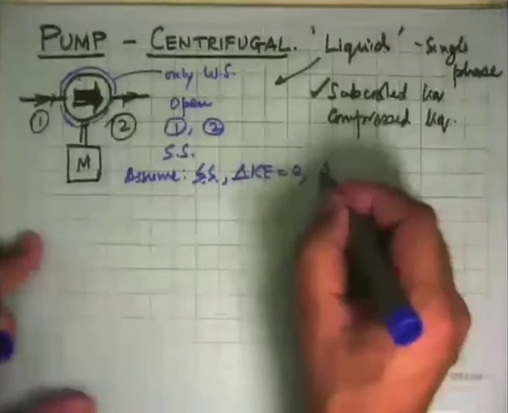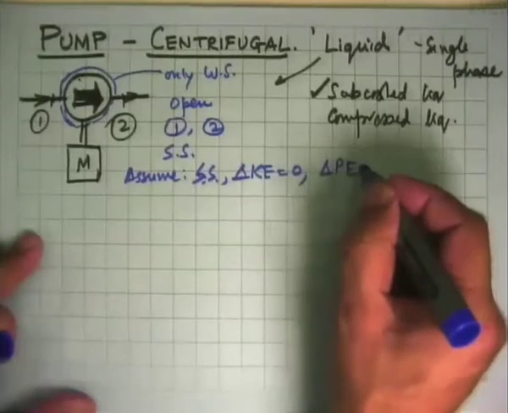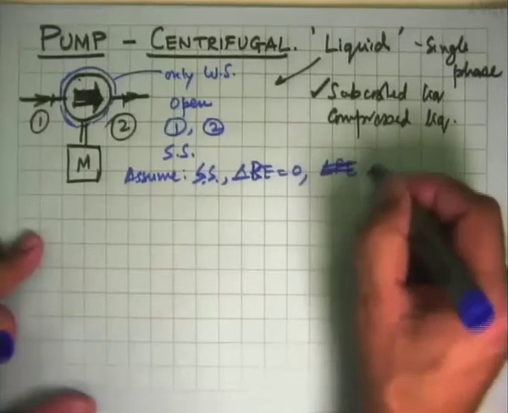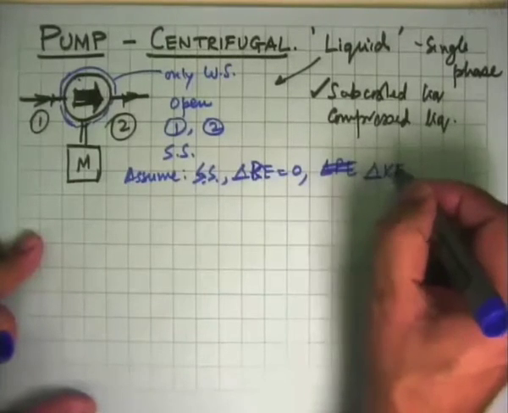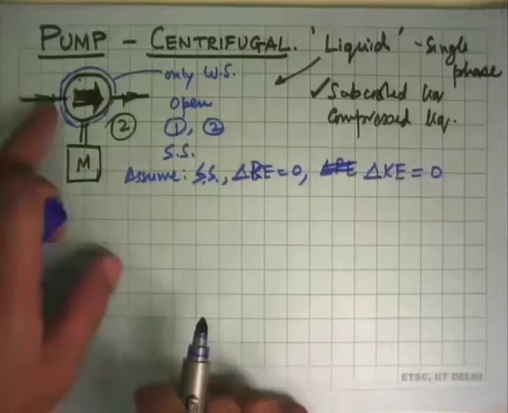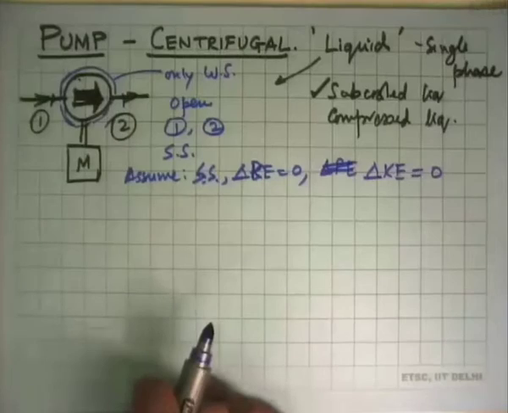So it is perfectly fine to say that the kinetic energy change is zero. In the earlier case, elevation was 0, so delta PE is equal to 0. Since velocity changes in the machine are very small, we can say the kinetic energy change from inlet to outlet of a pump is also 0.